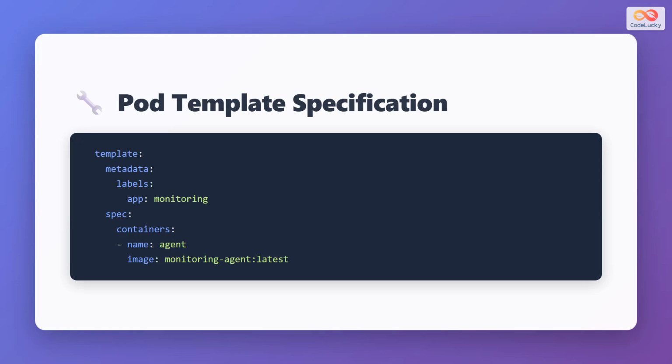The template section defines the pod specification. It includes metadata with labels matching our selector, in this case app: monitoring. The spec section defines containers, where we specify the container name, such as agent, and the image to use, like monitoring-agent:latest.